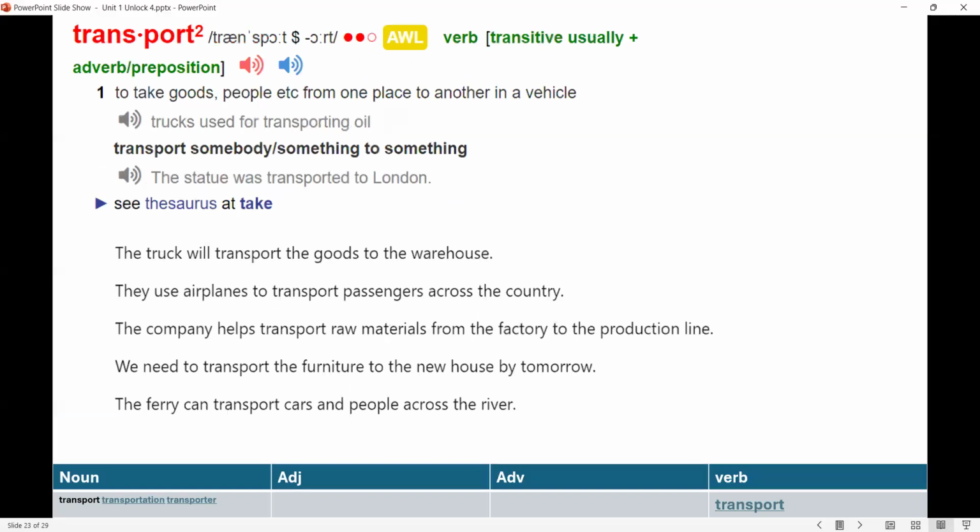Transport. Transport means to take goods, people, etc. from one place to another in a vehicle. You can transport something or someone to somewhere. The statue was transported to London. The truck will transport the goods to the warehouse. So transport to.